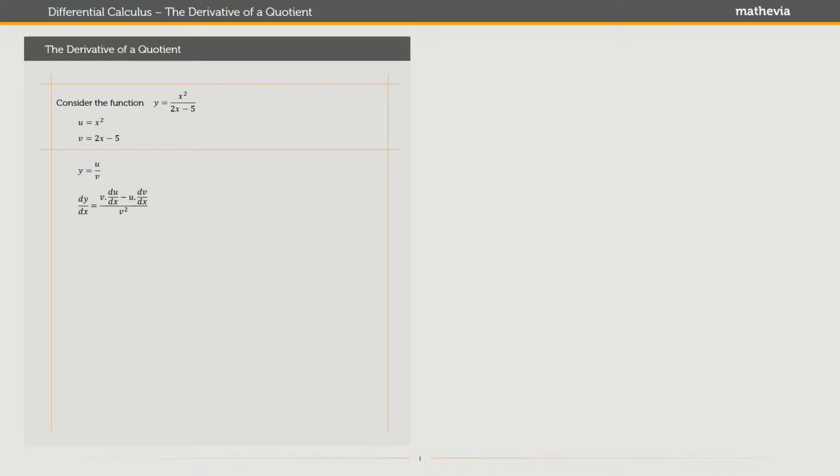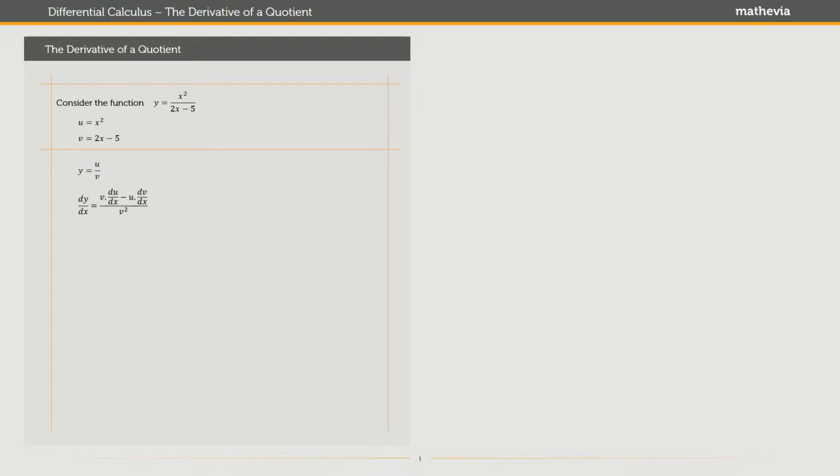Now this formula is quite similar to the product formula, but there are certain things you need to take note of. The first, being the obvious one, is that we have divided by v squared in this case. So when we're done finding v du dx minus u dv dx, we divide all through by v squared. And for the product formula we had a plus, but in this case we have a minus, so there's a minus there rather than a plus.